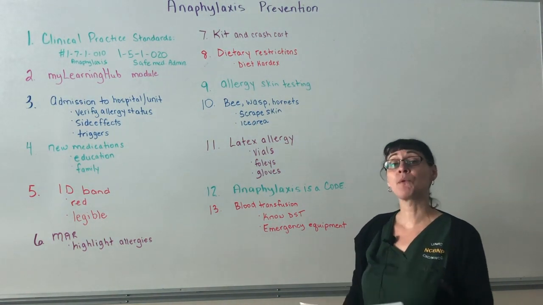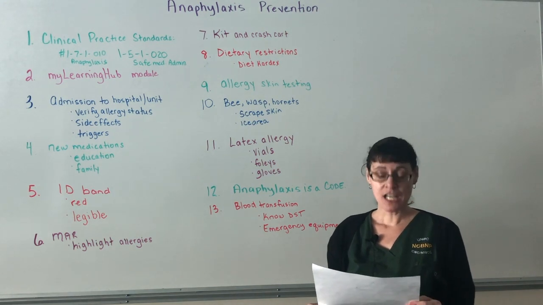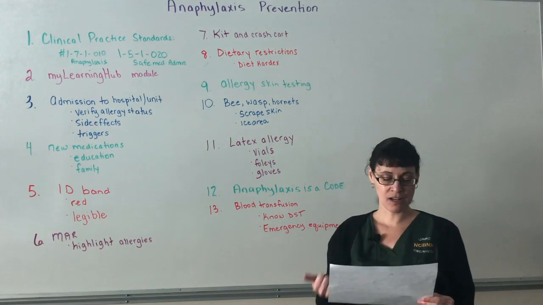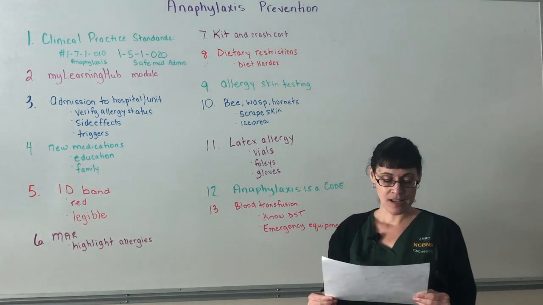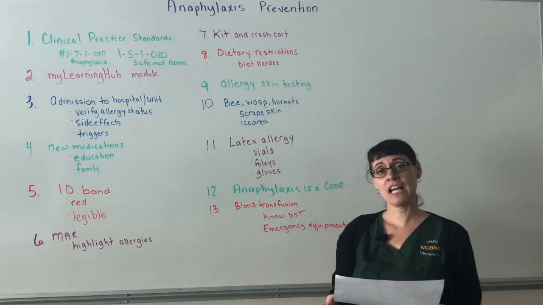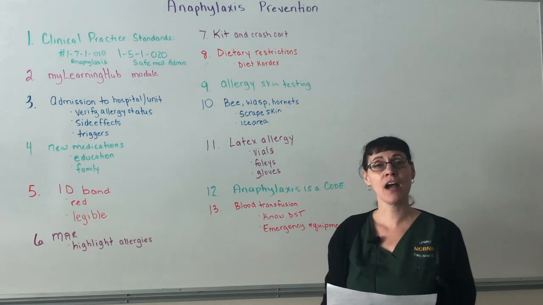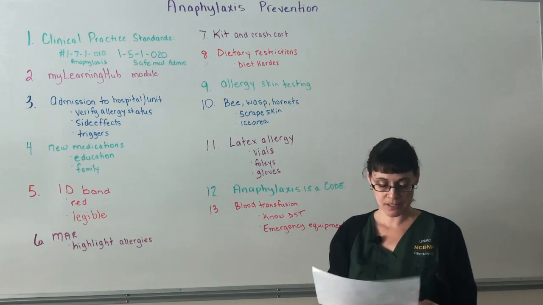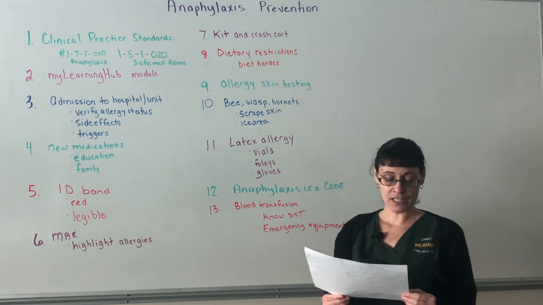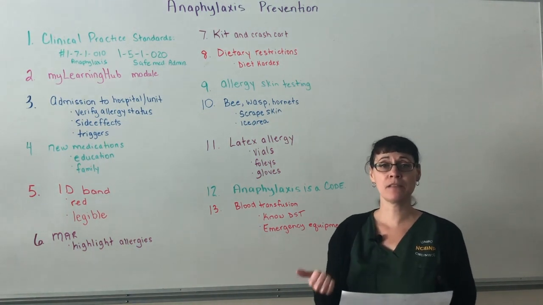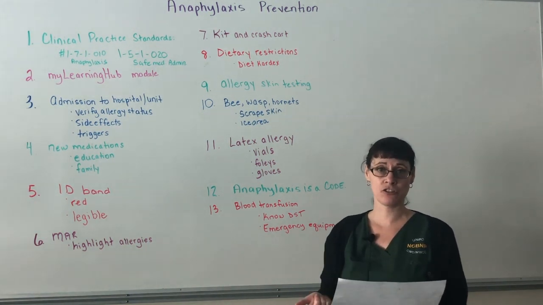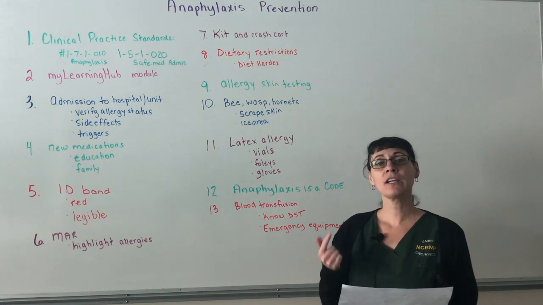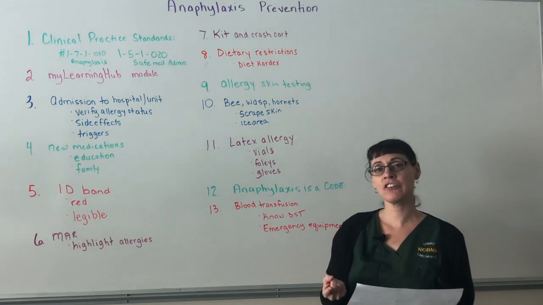Number 4, when we're going to be starting a new medication, give them the education about the anaphylactic side effects, and if they don't understand you, get the family involved. Maybe they can help translate it in a way that's meaningful to them. Number 5, your patient ID. Make sure they have an ID band on, and if they have an allergy, to make sure that it's the red band. And also look for tattoos that say that they have an allergy status, or if they have a medical alert bracelet.